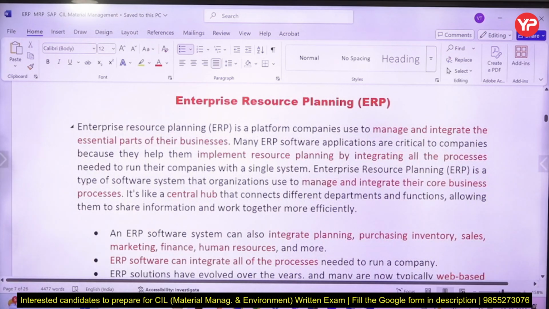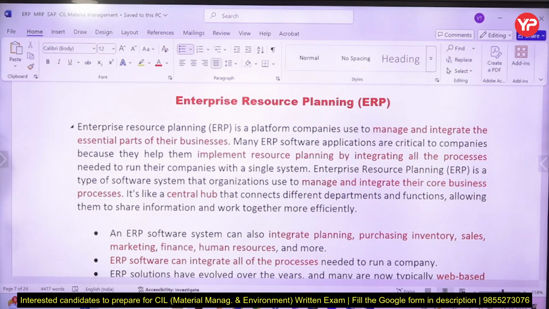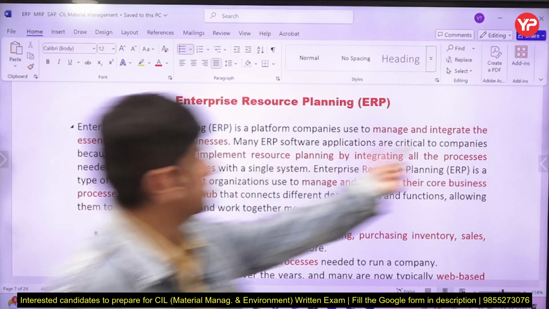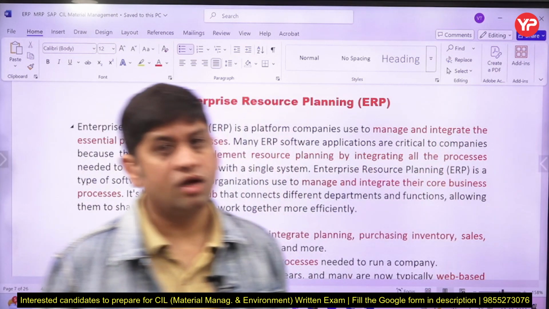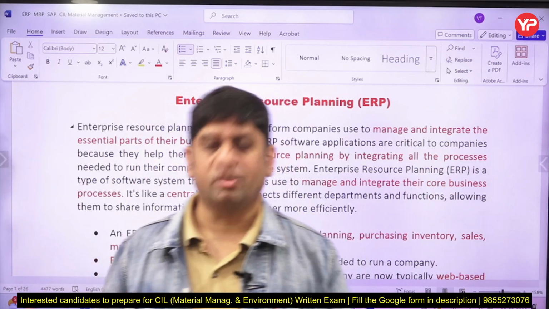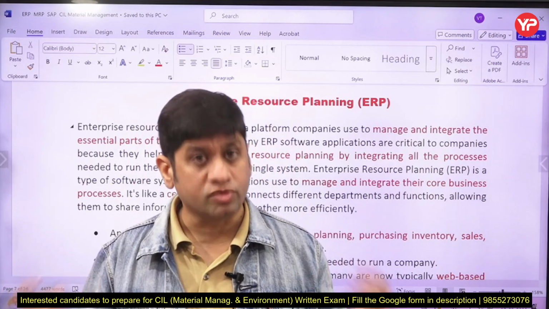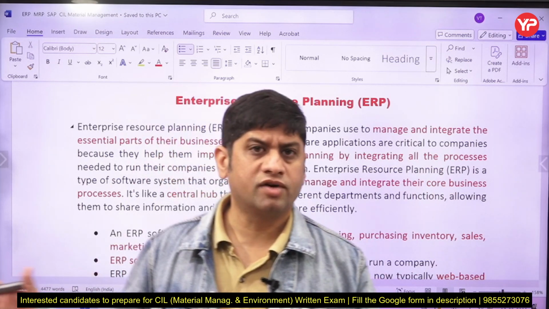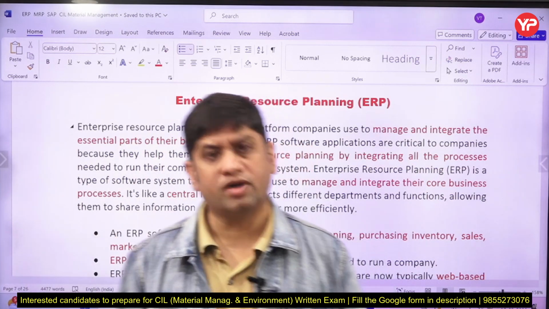एंटरप्राइज रिसोर्स प्लानिंग एक प्लेटफॉर्म है जो कंपनीज यूज करती हैं टू मैनेज एंड इंटीग्रेट द इसेंशियल पार्ट्स ऑफ देयर बिजनेसेस, राइट। सो इंटीग्रेशन इज अ वेरी इंपॉर्टेंट कंपोनेंट इन दिस। So integrate and manage. Any organization has a lot of departments. Any organization has a lot of processes. People are working in different work areas.